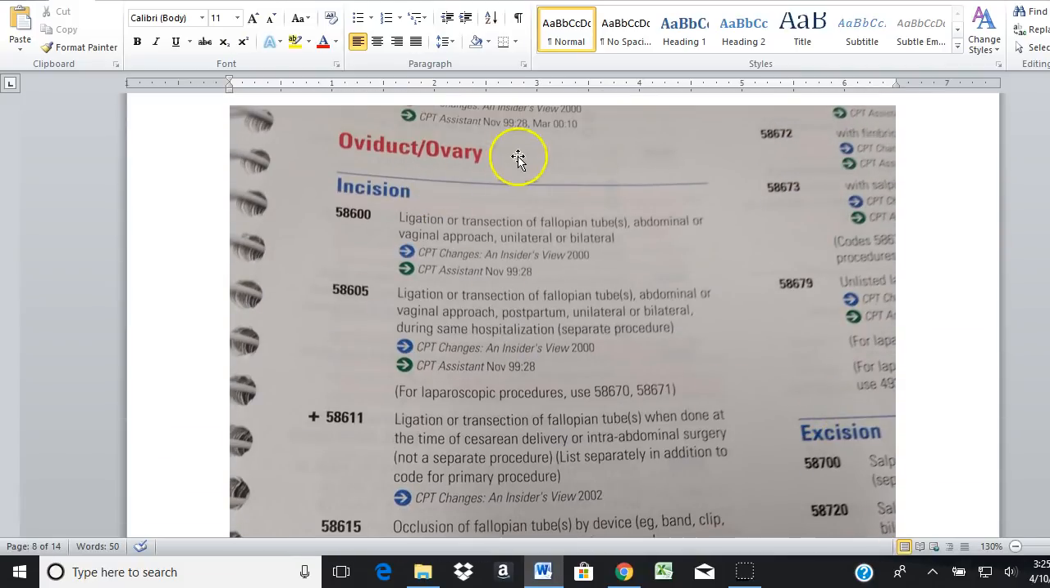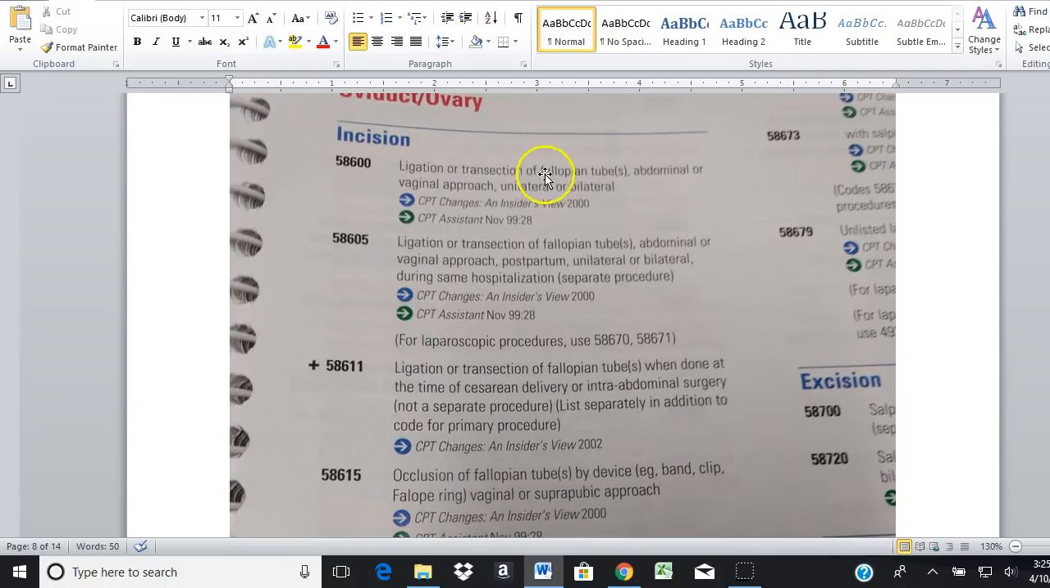Now again, the oviduct and ovary. So remember, the fallopian tube is also known as the oviduct. And again, what are we doing? So we can do, again, a ligation or transection. So right here in these incision codes, these are for sterilization. Okay, so we have a ligation or transection of fallopian tubes, abdominal or vaginal approach. Again, we can do unilateral or bilateral, so no modifier 50 here.